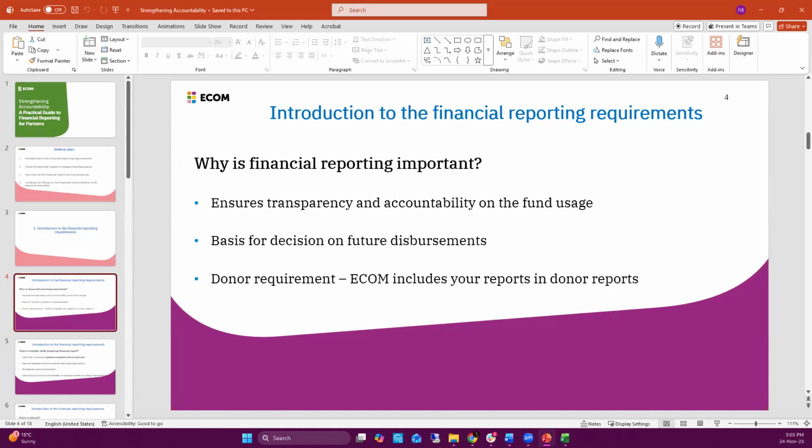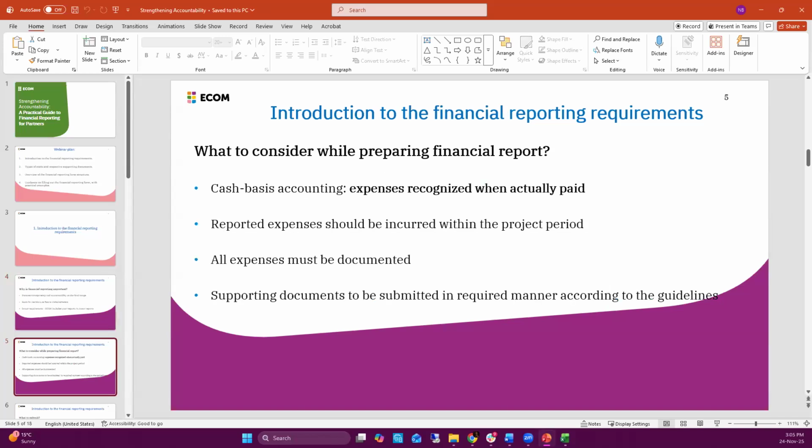The other reason is that it's a donor requirement, because ECOM includes your report in donor reports. ECOM regularly submits financial and programmatic information to the donor, and your reports are the foundation for that. If your report is late or incomplete, this affects the entire chain of reporting.